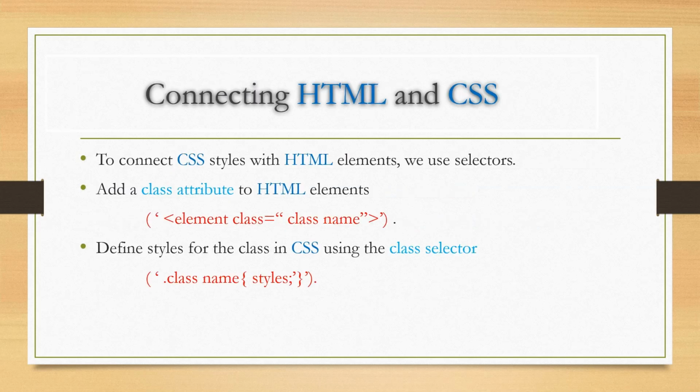Connecting HTML and CSS. To connect CSS styles with HTML elements, we use selectors. Add a class attribute to HTML elements: element class equals class name. Define styles for the class in CSS using the class selector: .class-name { styles }.